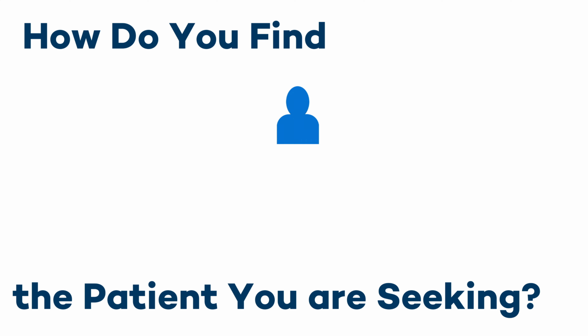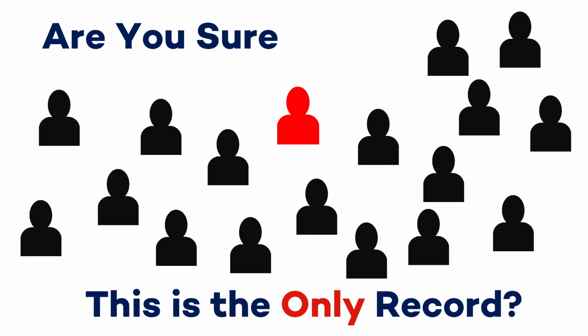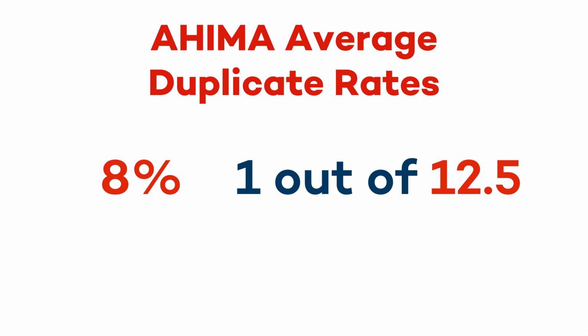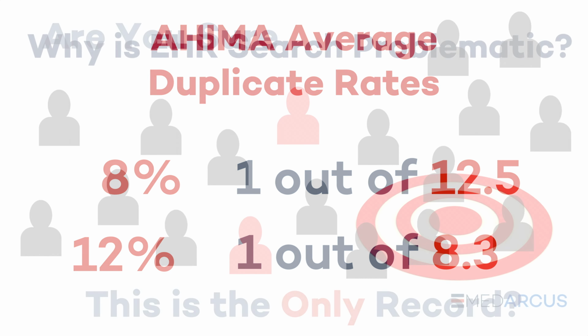How can we be sure that this record does not belong to another patient? And moreover, can we really be sure that we found all of the patient's records? With such a high duplicate average count in industry, 8% by AHIMA measurements, we have a 1 out of 12.5 chance of getting an incomplete record.